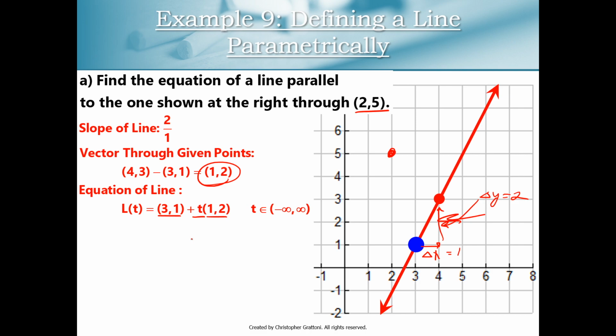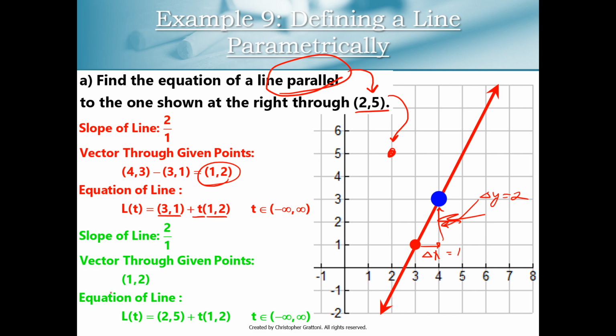Now, I'm trying to find the equation of a line parallel to this one, so I just have to make a slight adjustment. If I start at the point (2, 5), but retain that same slope, I think I'm all set. Same slope, that's the property that two parallel lines have, is that they share a slope. And then the equation of my line is (2, 5) + t(1, 2). And there it is on the screen. That green line is parallel to the red line. The only difference is that it passes through the point (2, 5).